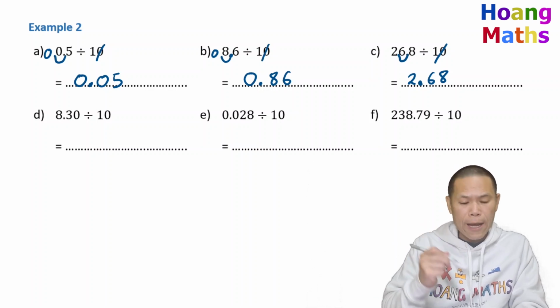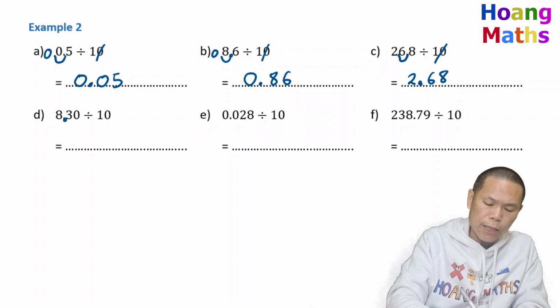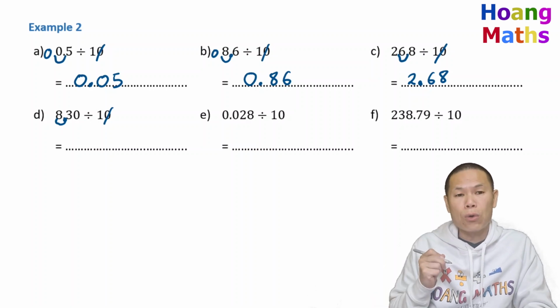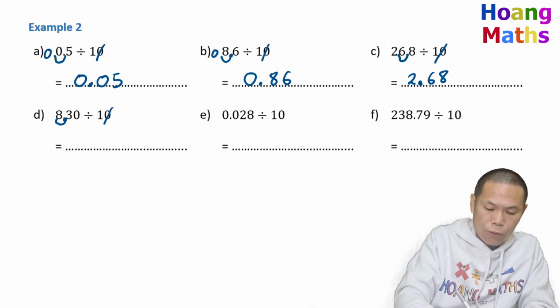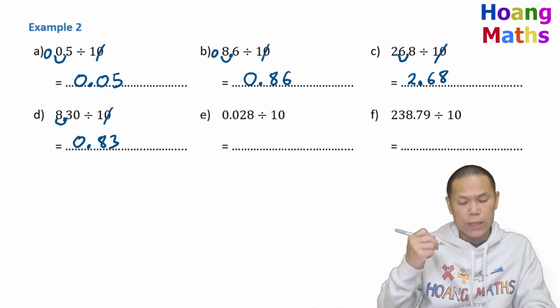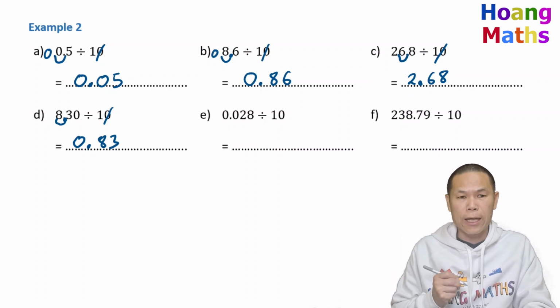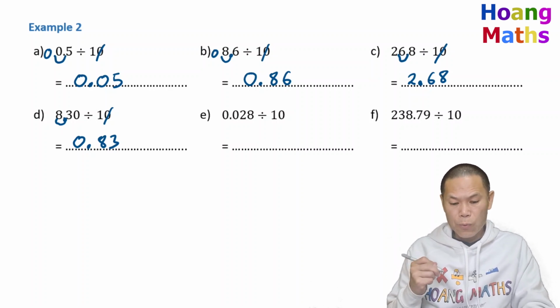8.30 divided by 10. So with this decimal point here, we move 1 unit to the left, we cancel that. 0.830. So it's the same as 0.830. Or I can just simply write 0.83. Still correct, okay?